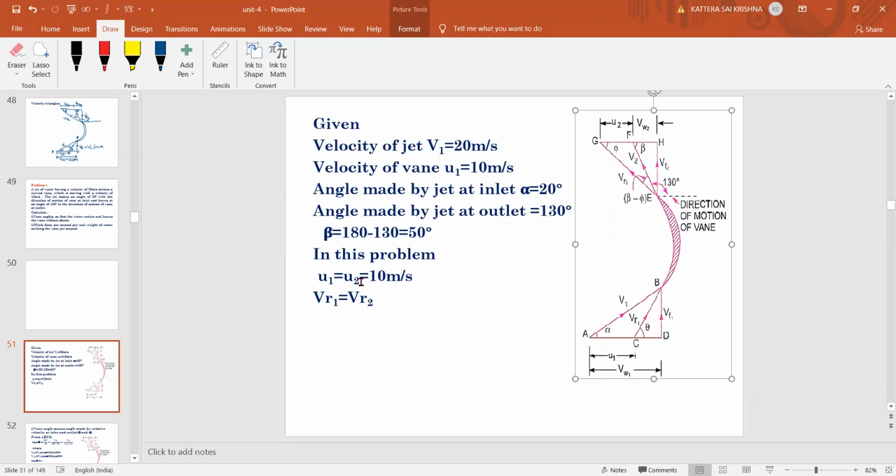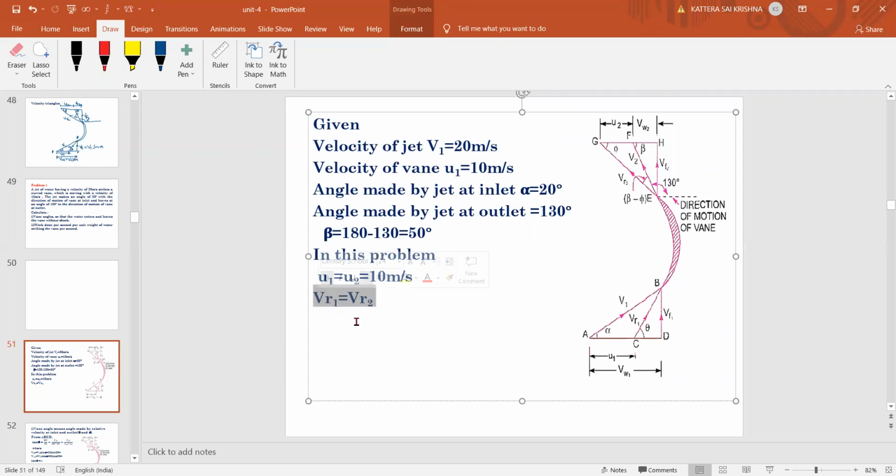Okay, so U1 is equal to U2, which is equal to the given value of the velocity of the vane, that is 10 meters per second. And one more condition, he said that there is no shock or no loss, that is, the relative velocity will be the same at inlet and outlet, VR1 equal to VR2.